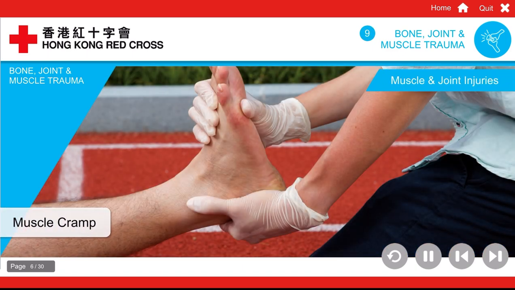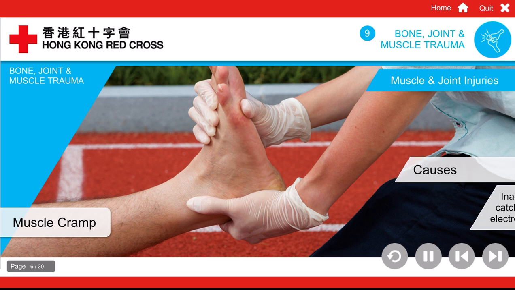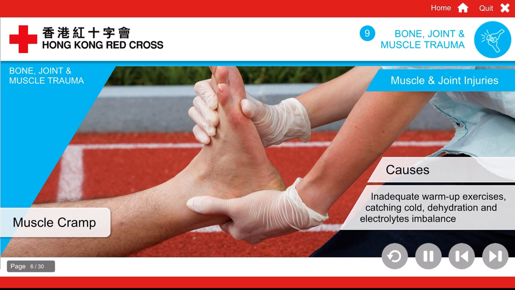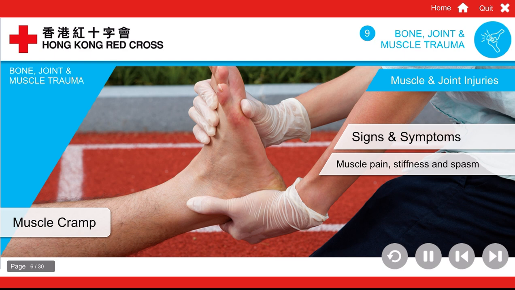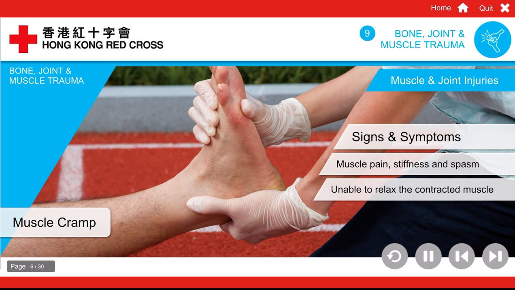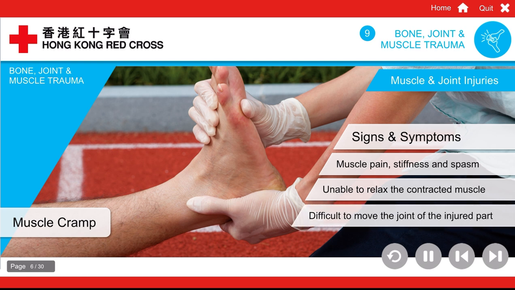Muscle cramp is a sudden, painful spasm. It can be caused by inadequate warm-up exercises, catching cold, dehydration, and electrolytes imbalance. Signs and symptoms include muscle pain, stiffness, and spasm. The victim will be unable to relax the contracted muscle. He or she will also find it difficult to move the joint of the injured part.